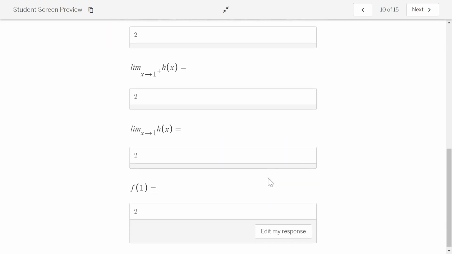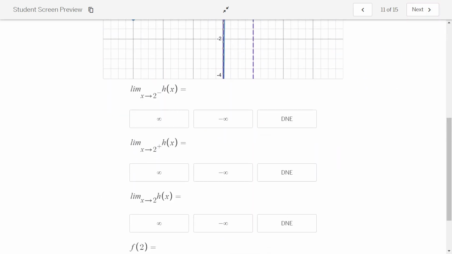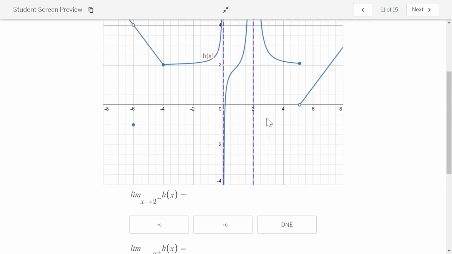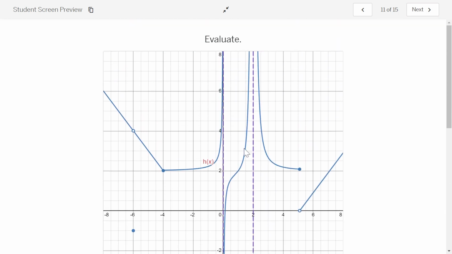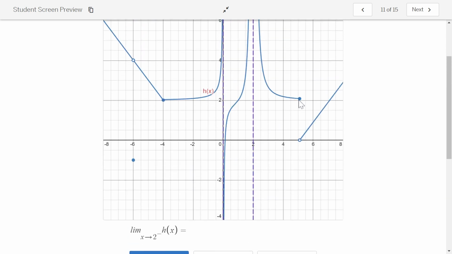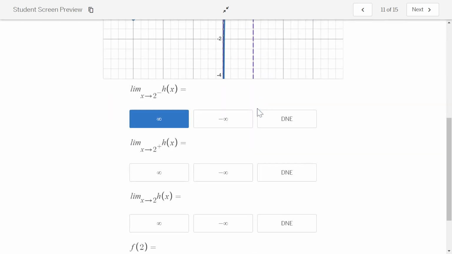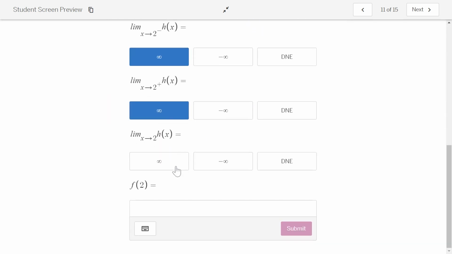So anyway, that's that one. Let's check out 11. In here we're looking at another asymptote. As x approaches 2 from the left side, we can see it goes up and up forever, as far as we can tell. So positive infinity. On the right side, as x approaches 2, we're going up forever. So positive infinity. And since those are the same, our two-sided limit will also be positive infinity.